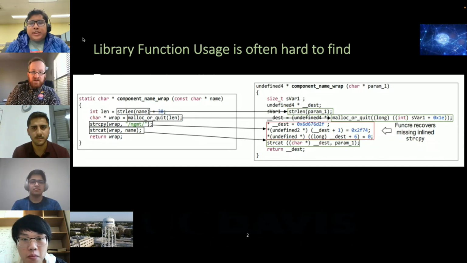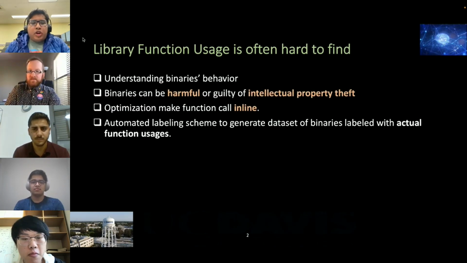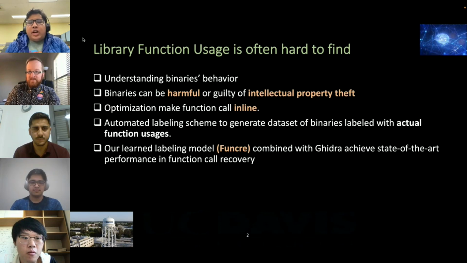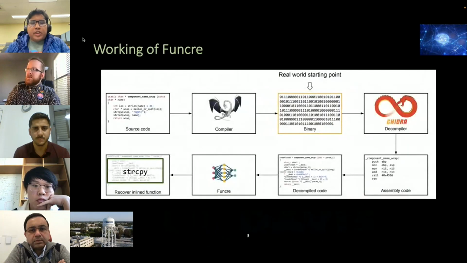So we propose a deep learning based approach that will recover this missing string copy for the reverse engineer and help them understand the behavior of the binary as well. Toward this goal, we propose an automatic labeling scheme to generate a dataset of binaries labeled with the actual function usage. We also showed that our model combined with Ghidra achieves state-of-the-art performance in the function call recovery task.